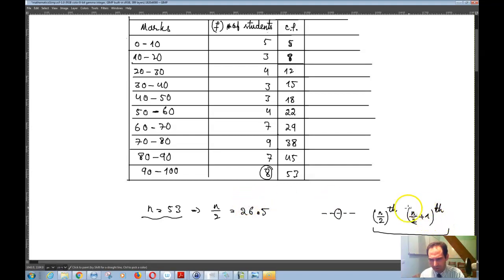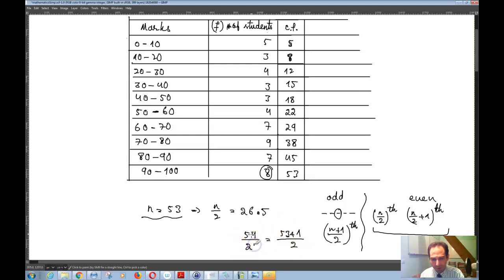No, this is for the case when we have an even number of observations. This is for even. When the number is odd, you can simply go for n plus 1 divided by 2. So in this case, for example, you would have to find 53 plus 1 divided by 2, which is equal to 54 divided by 2.